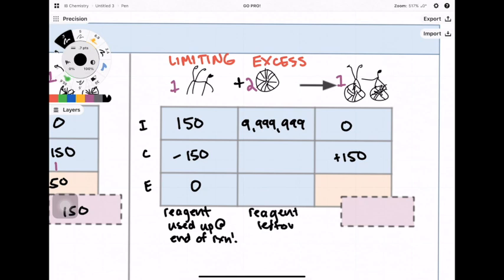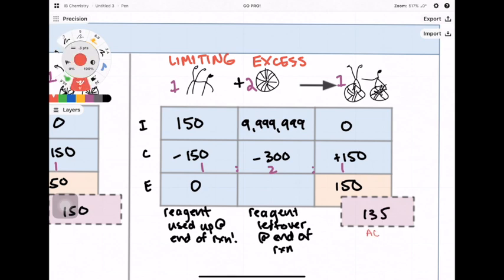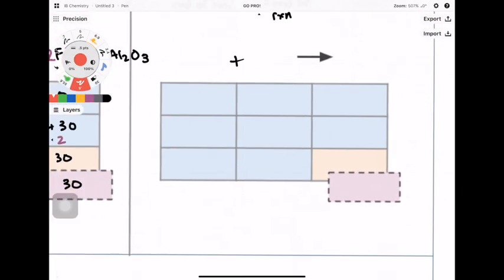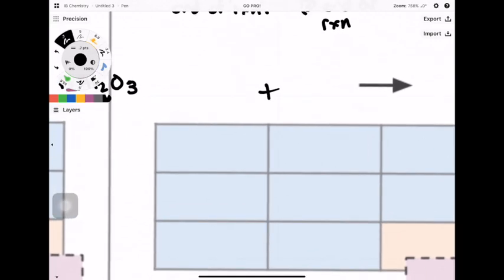And so again, at the end, I will end up producing 150 bikes, even though I have 9 million wheels. And again, if I get an actual yield of 135 bikes, you try calculating the percentage yield.